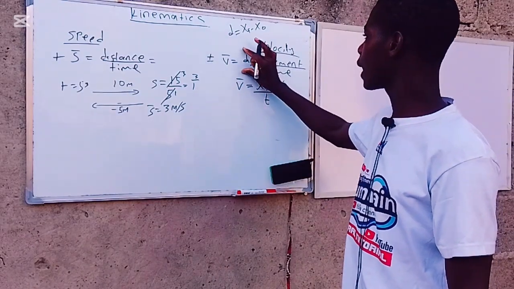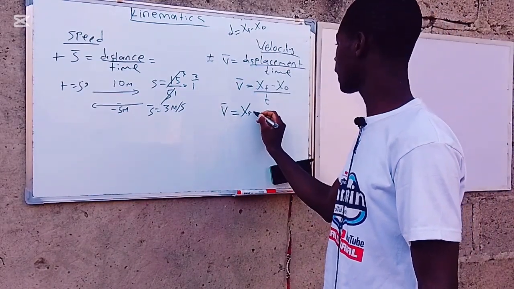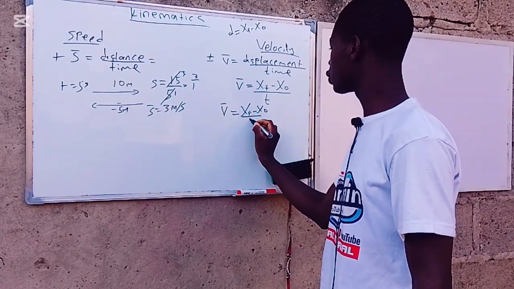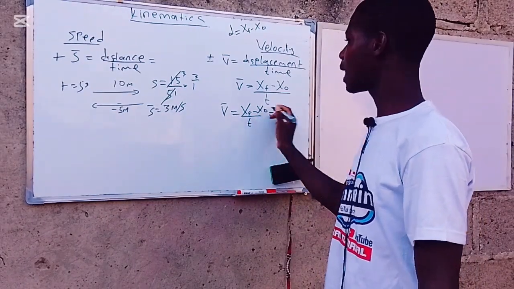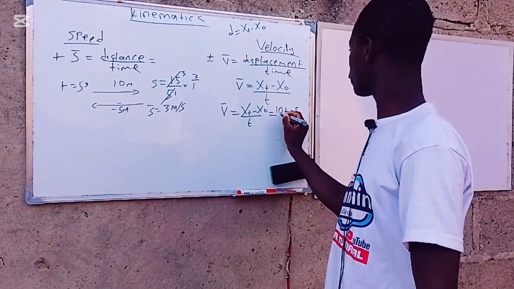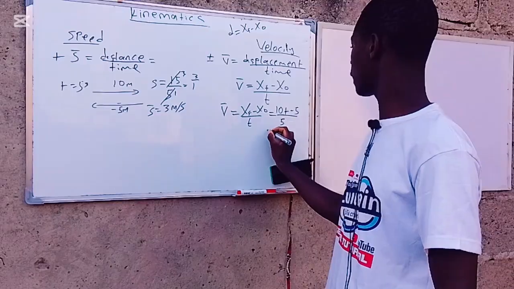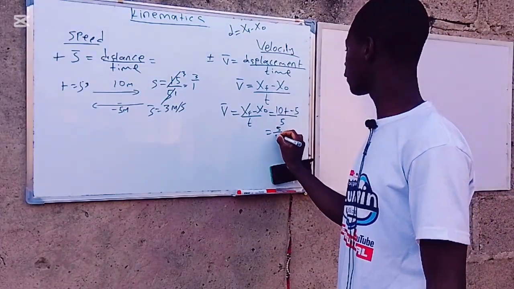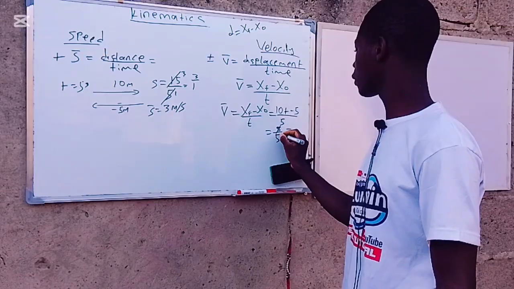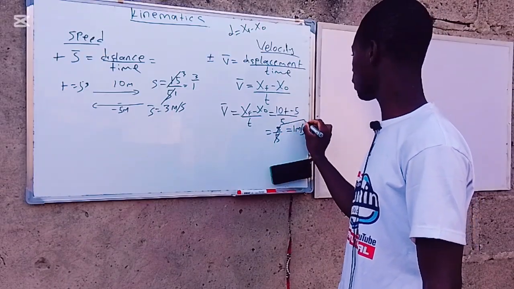But if I am to find the average velocity, this should now be equal to the final minus the initial, divided by the value of time. So this is equal to 10 plus minus 5, plus minus 5, divided by the value of time, which is 5. So 10 minus 5, which is 5, divided by 5. This should now be equal to 1. So therefore I have 1 meter per second.